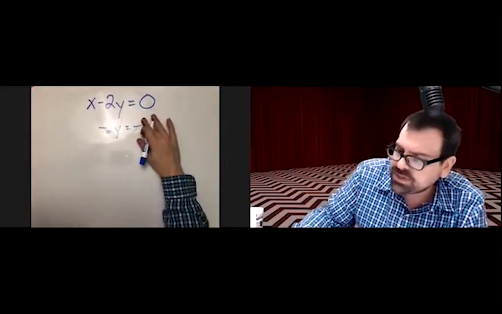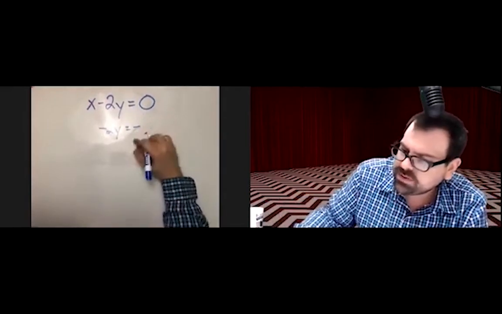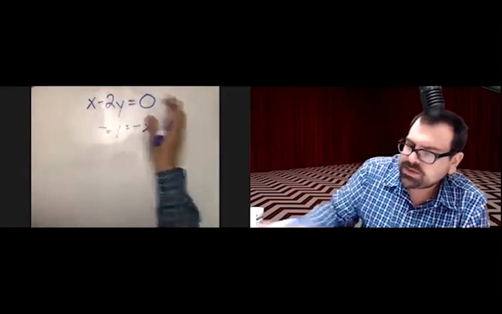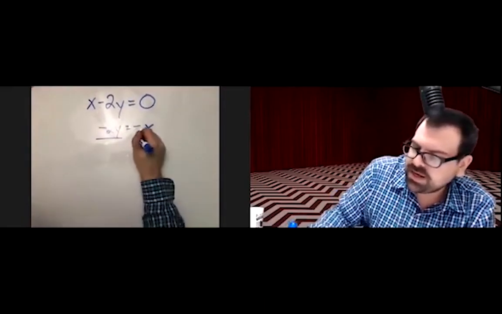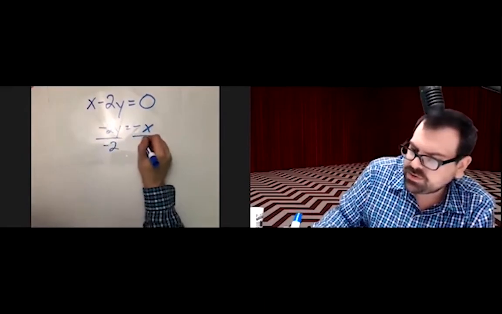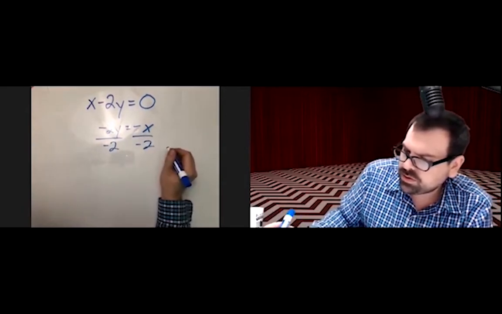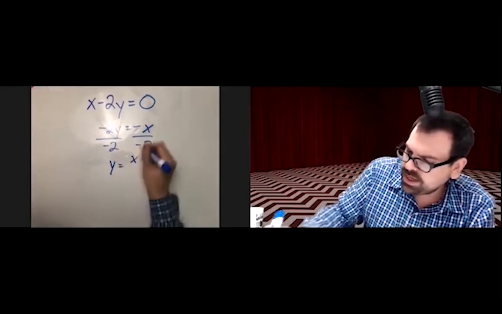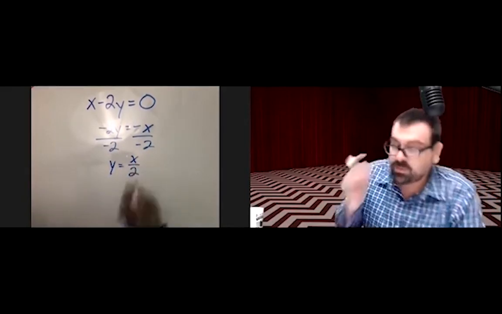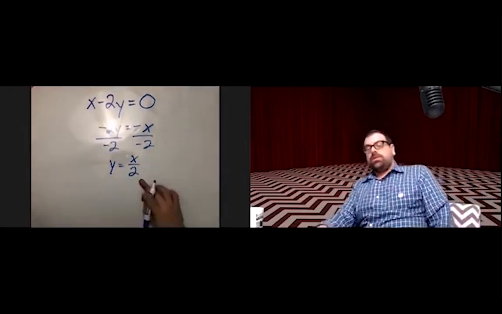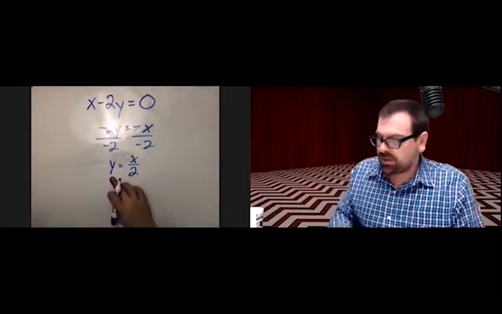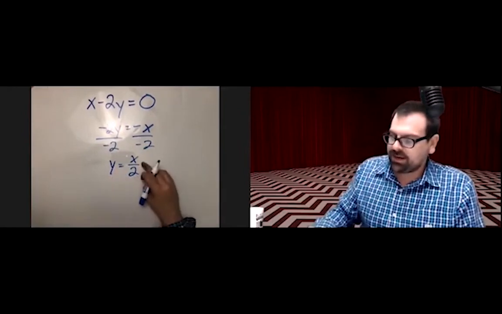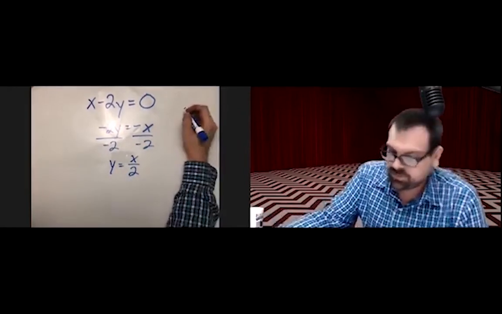subtract x from both sides. Oops. Subtract x from both sides, divide both sides by -2. Y equals negative divided by negative is positive. Y equals x over 2. So to get a y coordinate, all we have to do is take an x and divide it by 2.